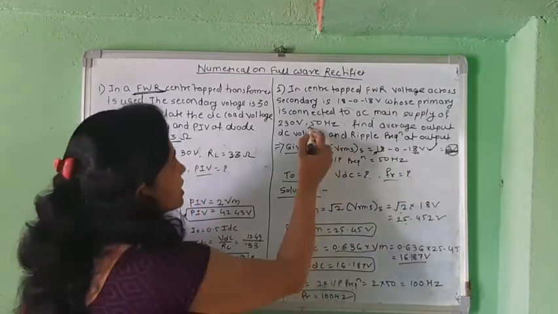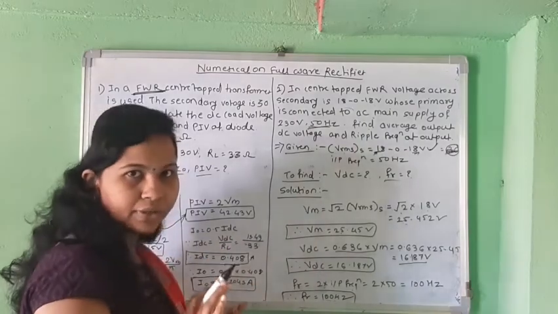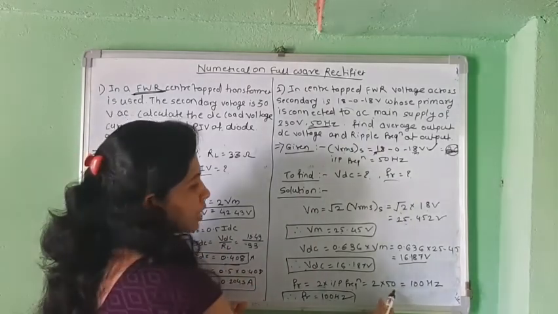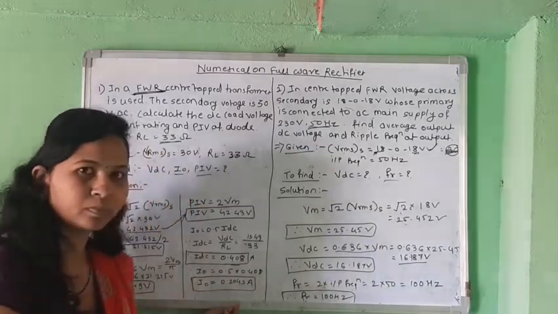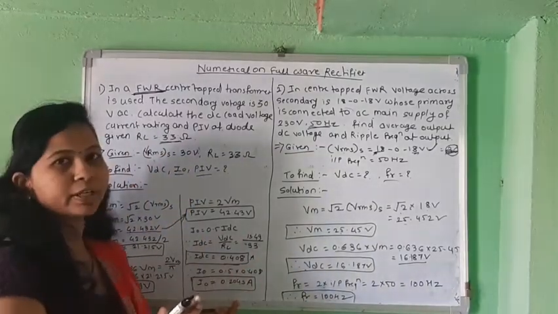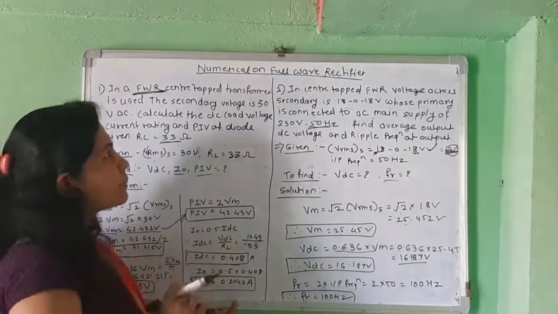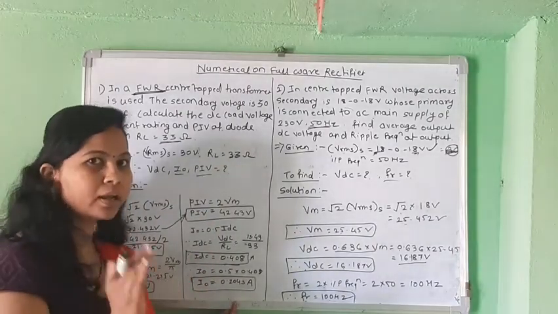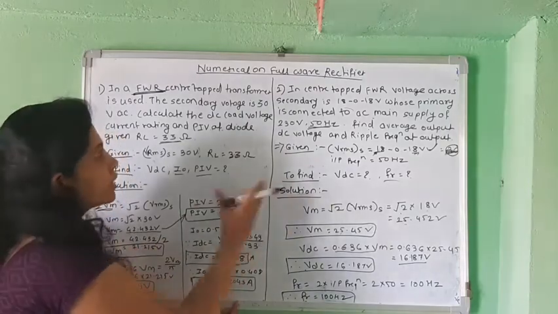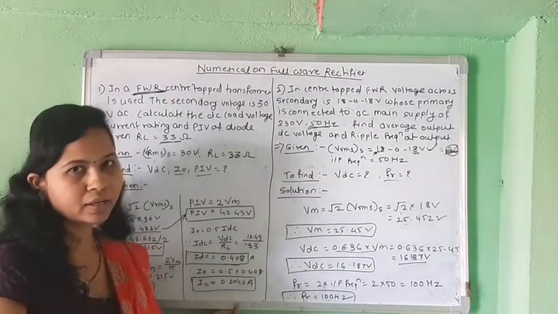What is the input frequency given? That is 50 Hz, which is the standard value. So 2 into 50 Hz is 100 Hz, which is the value of the ripple frequency. Okay, so these two types of numericals based on the full wave rectifier are very important. You just read these two types of numericals. Other numericals are based on these two types. Okay, thank you.